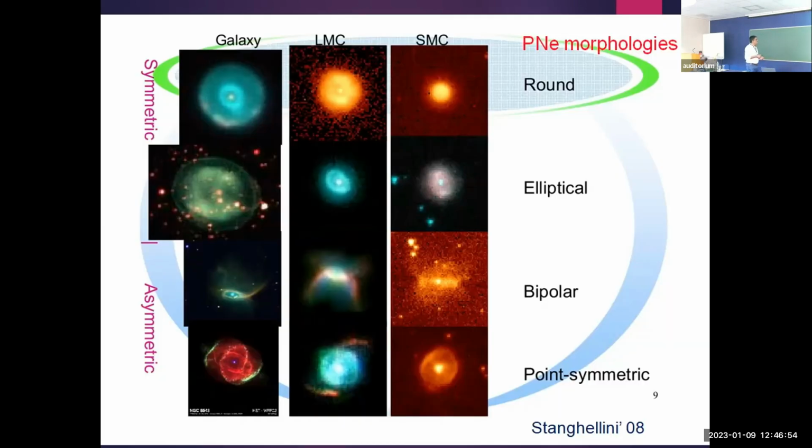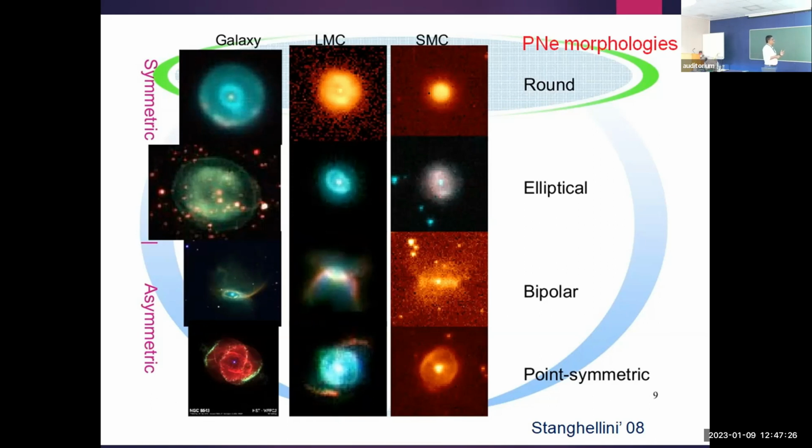So these are the HST images, and you see the morphologies of the planetary nebulae. They can be either spherical, elliptical, or bipolar. Bipolar and point symmetric are subclasses, because many of the objects which show bipolar geometry also show the point symmetric structure. So broadly we can classify them into round, elliptical, and bipolar.